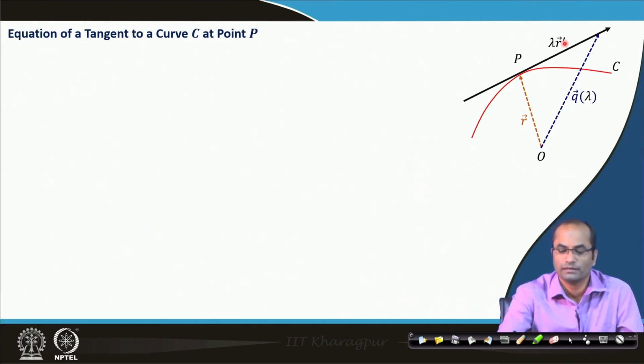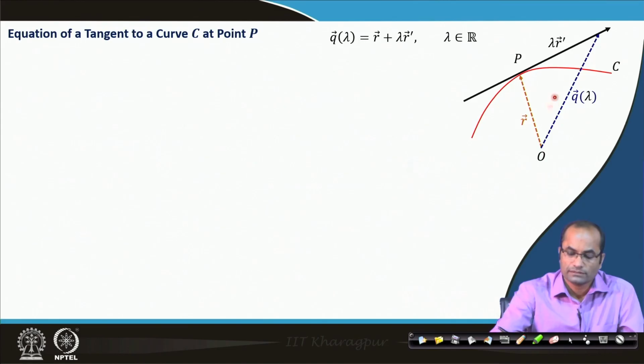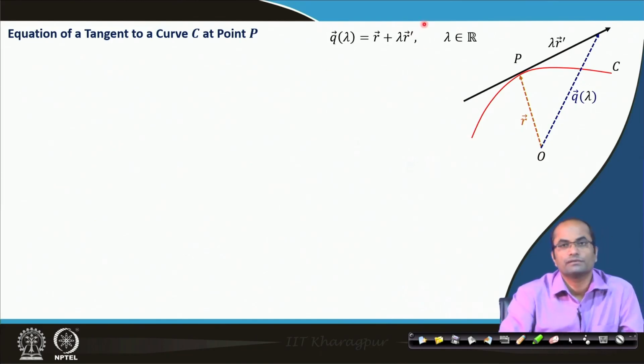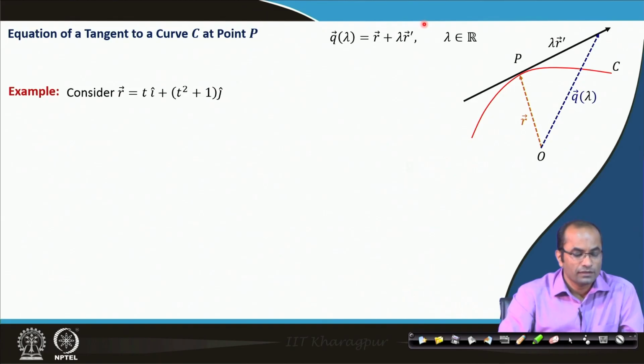So, there will be a lambda such that lambda times the r prime vector becomes exactly this vector. And then this point's vector will be r plus this vector. So, we get this equation of a point on the tangent line. For different values of lambda, we will be moving on this line. That is precisely the equation of the tangent line.